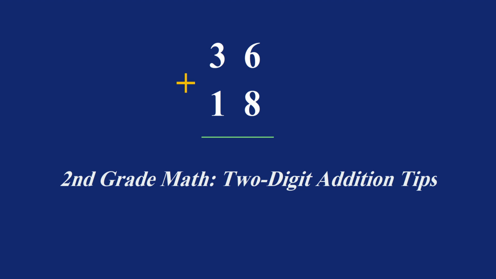In this replay clip, let's solve this addition problem. 36 plus 18. The ones place is on the right and the tens place is on the left. We start solving the addition equation by adding the numbers in the ones place. 6 plus 8 equals 14.